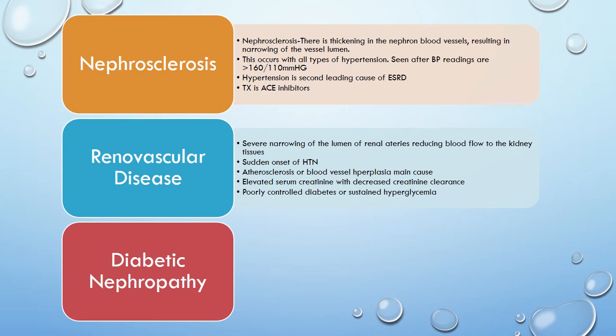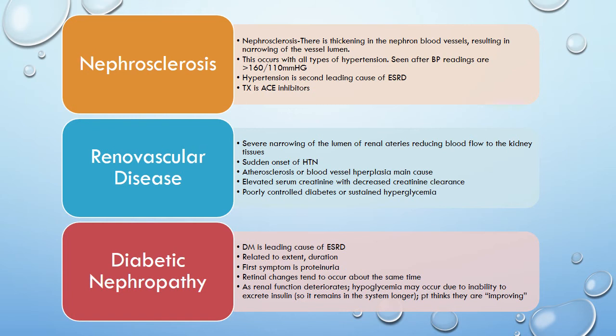Renal vascular disease is a severe narrowing of the lumen of renal arteries, reducing the blood flow to the kidney tissues. There is a sudden onset of hypertension. Atherosclerosis or blood vessel hyperplasia could be the main cause. There will be elevated serum creatinine with decreased creatinine clearance. There will also be signs and symptoms of poorly controlled diabetes or sustained hyperglycemia that will occur.